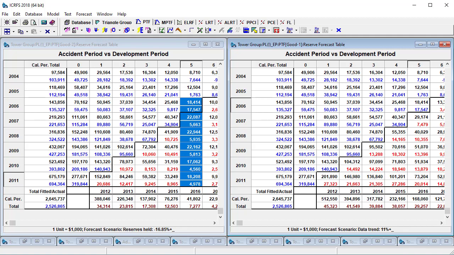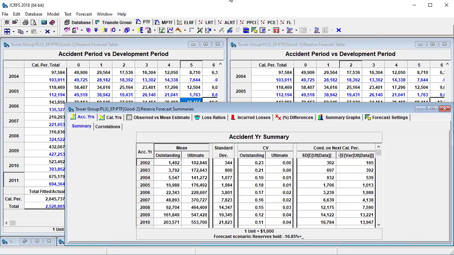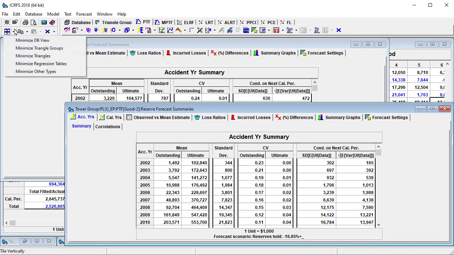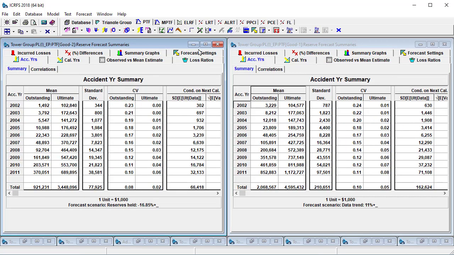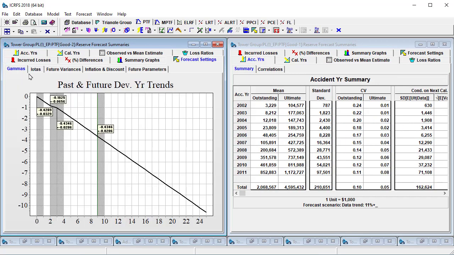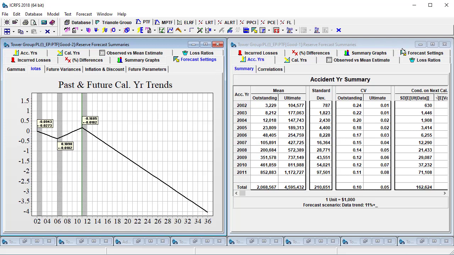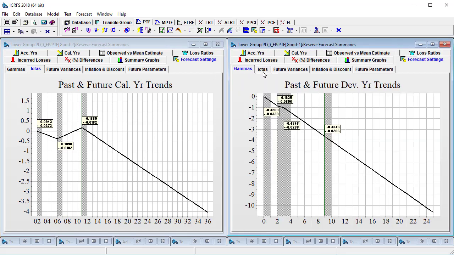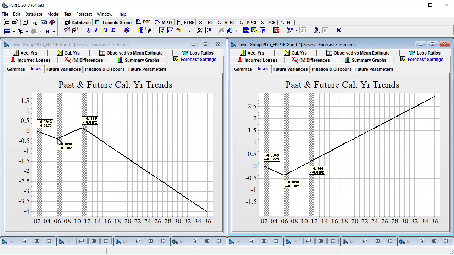Let's look at what trends we actually needed to get that 922 million. So we're going to go to the second one. In fact, I might select both of them. Again, we'll minimize other types. Forecast settings. Look at the iotas. So on the left-hand side, in order to reach the reserves held, we had to assume that that trend that was 11% suddenly reverted to minus 17% for the remainder of the runoff. This is quite an unreasonable scenario.